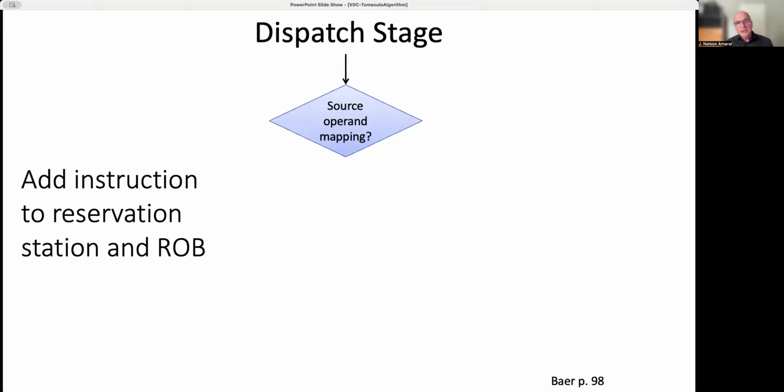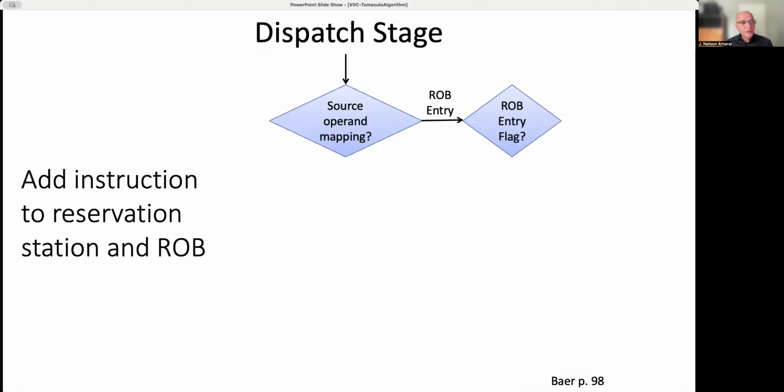The next stage is called the dispatch stage. The idea of the dispatch stage is that we're going to be adding an instruction to the reservation station and to the reorder buffer. So one of the first questions that you need to ask is what is the operand mapping? For the operands that I need for these instructions, are the values already computed and sitting in the reorder buffer or in the floating point registers, or are the values still to be computed?